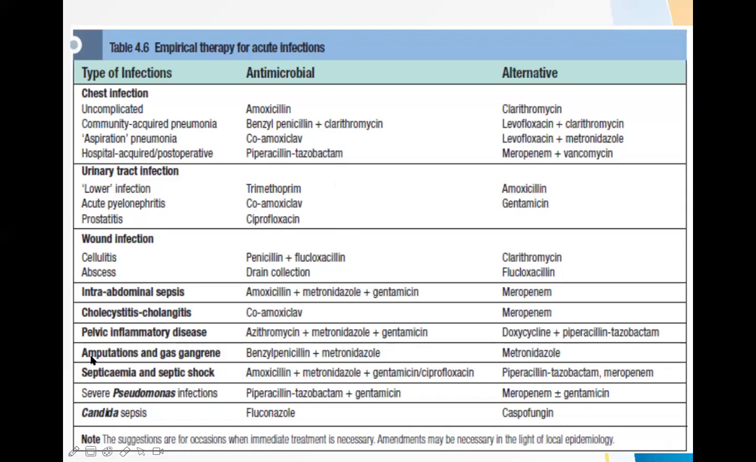Now see there, see this area, amputations and gas gangrene. Look at the antimicrobials here, benzyl penicillin with metronidazole. The combination of these together. And if septicemia and septic shock, we can go for amoxicillin, metronidazole, and one gram negative like gentamicin or amikacin. And if you believe it is a multi or polymicrobial organism, you can go for other broad spectrum antibiotics.